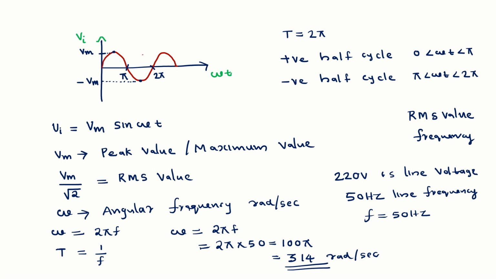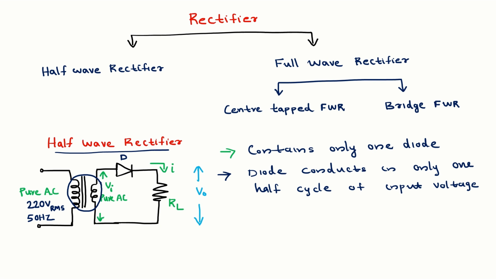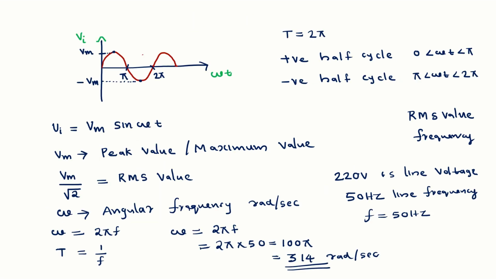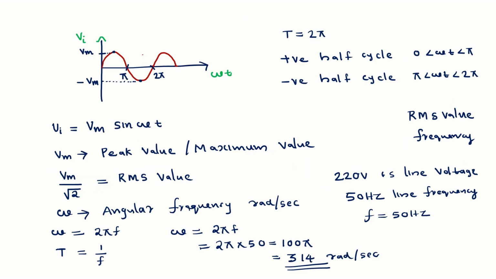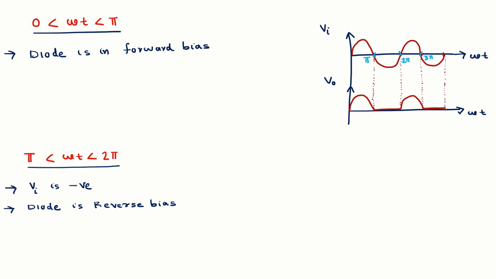Now I am going to our topic, the half-wave rectifier. I already told that in the half-wave rectifier the diode conducts in only one half cycle of the input voltage. Here the input voltage Vi is shown. The diode can conduct either in the 0 to pi half cycle or the pi to 2 pi half cycle. In the given diagram, we have to determine in which half cycle, negative or positive, this diode is going to conduct. First I am checking the positive half cycle, omega t from 0 to pi.